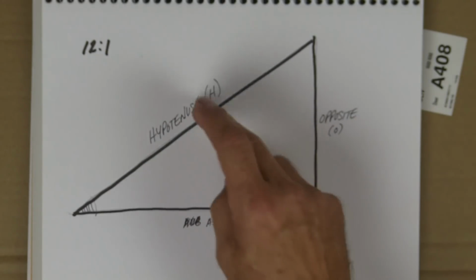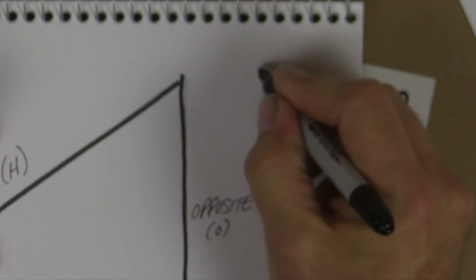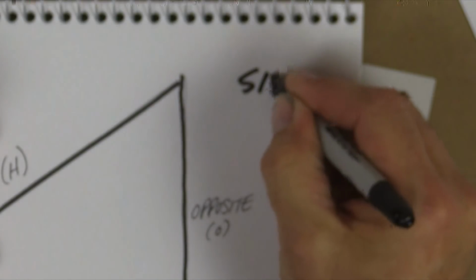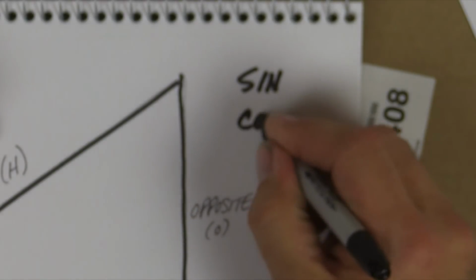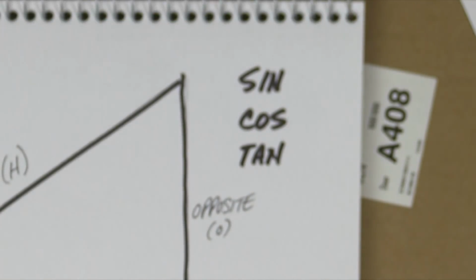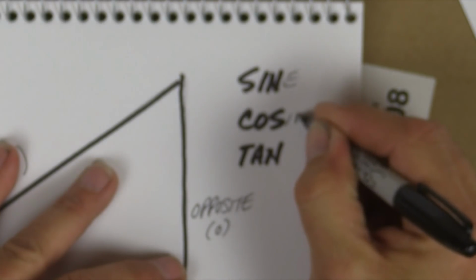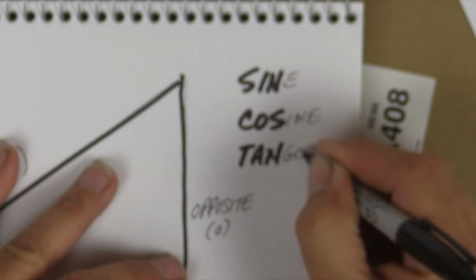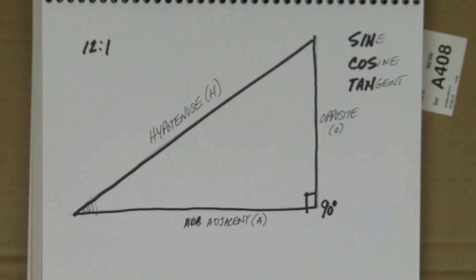But you have to remember this relationship, okay? The relationships that we care about primarily to begin with are sine, cosine, and tangent. Sine, cosine, tangent. Just repeat it. Sine, cosine, tangent. Okay? Don't worry about what it is.